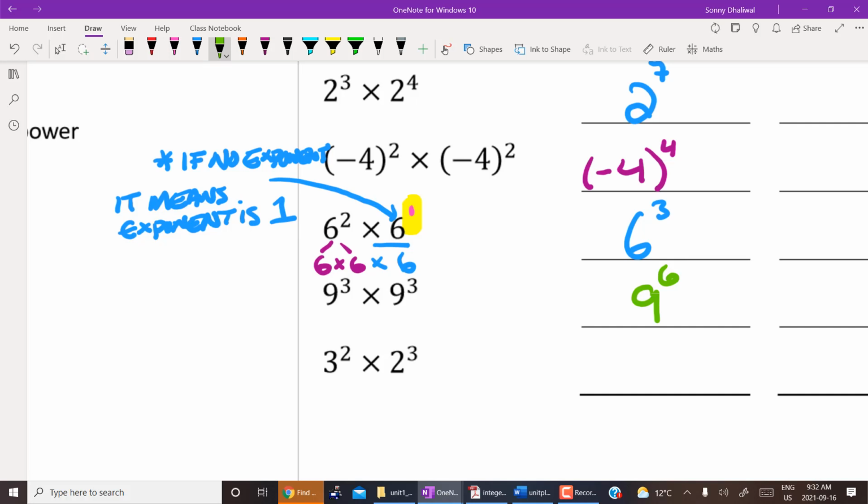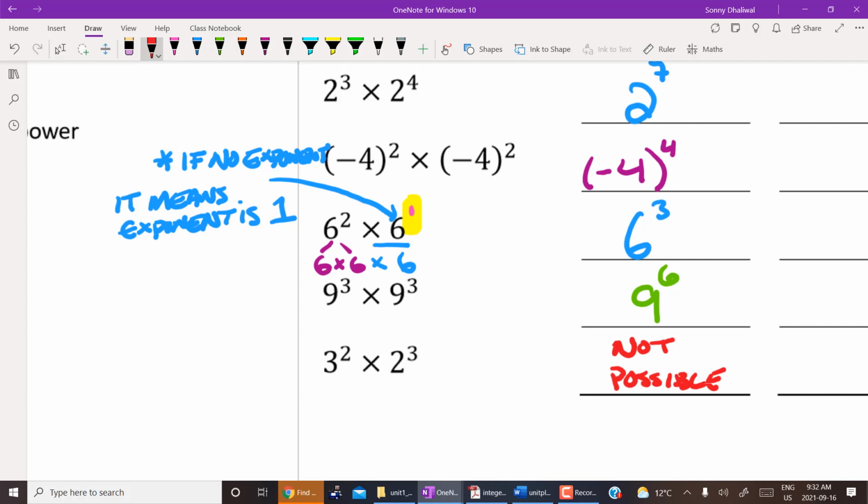It doesn't work. The bases are different. It doesn't work, so we can't combine this to make a single power. So we write down not possible. If I give you a question like this on a test, don't write down blank, because that doesn't tell me if you understand it or you just didn't know what to do.